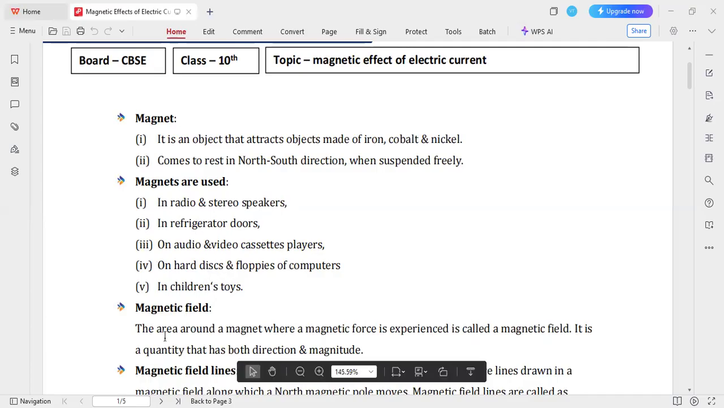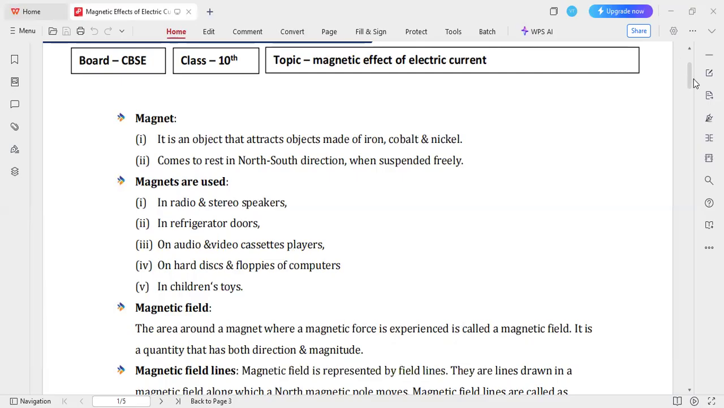Now, magnetic field. What is magnetic field? Sometimes they will ask you to define the magnetic field of a magnet. So the area around a magnet where magnetic force is experienced is called a magnetic field. It is a quantity that has both direction and magnitude. So magnetic field is the region around a magnet where its influence can be exerted, children.